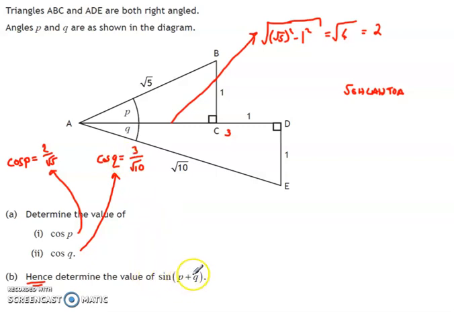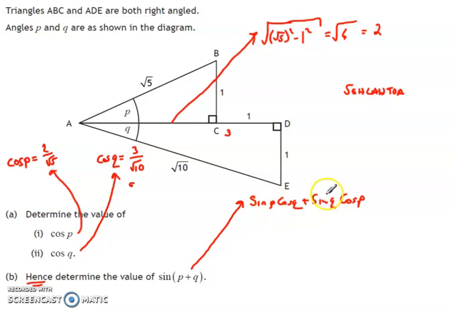Now, for the value of sine of p plus q, if you look back at your formula list, you'll get all your expansions of sine of p plus or minus q and cos of p plus or minus q. And that's what we have to use here. Because I know that I can write sine of p plus q is sine p cos q plus sine q cos p. So I've got the cos q and the cos p here. Those are the values I have.